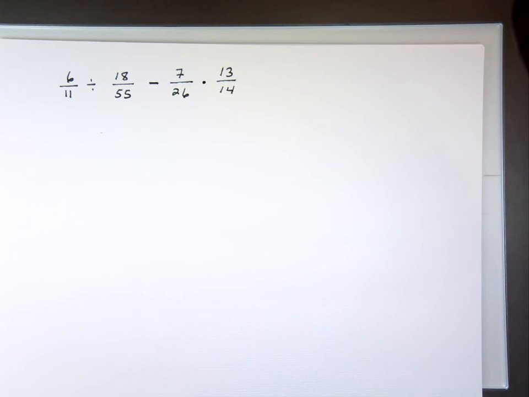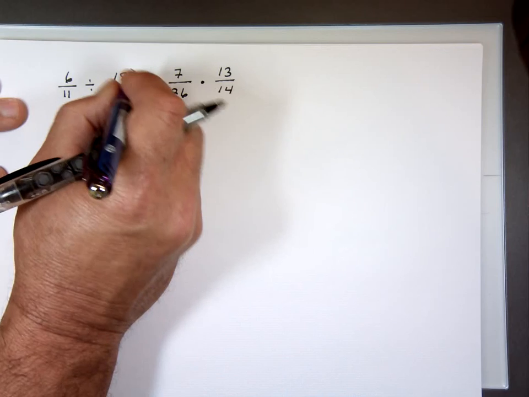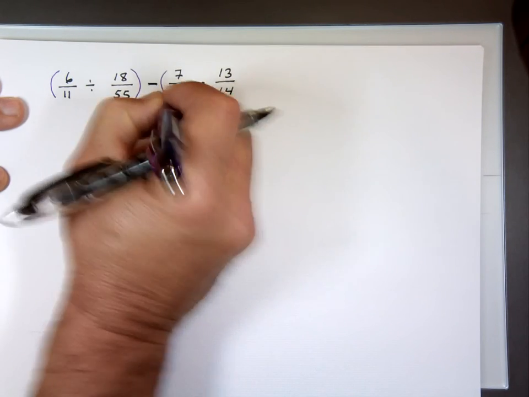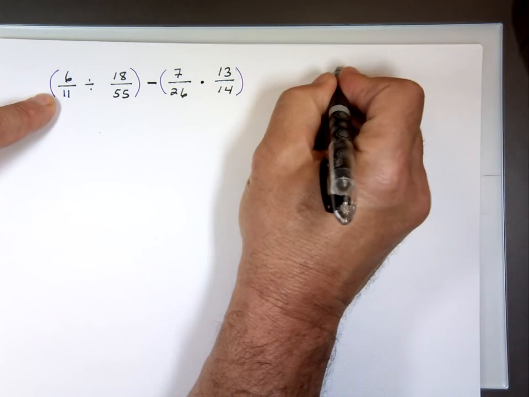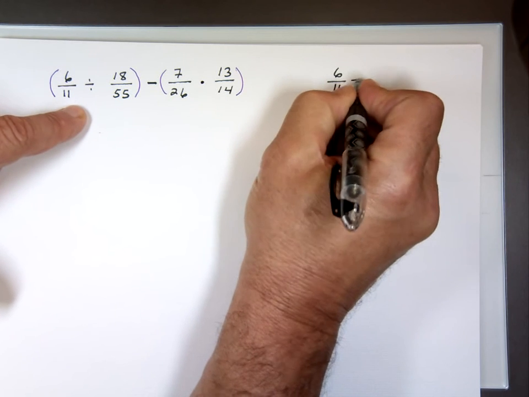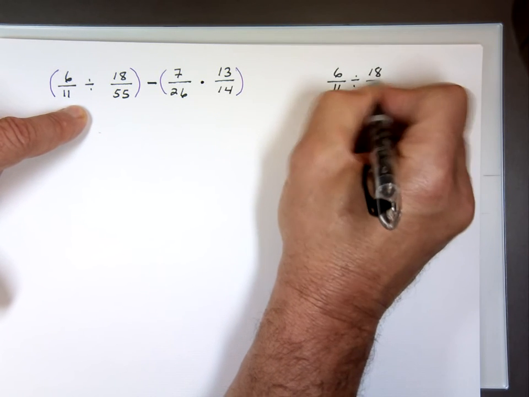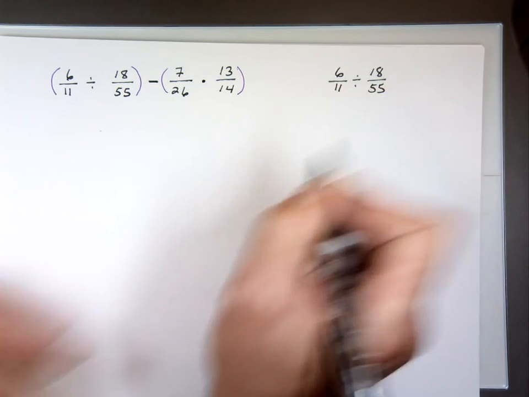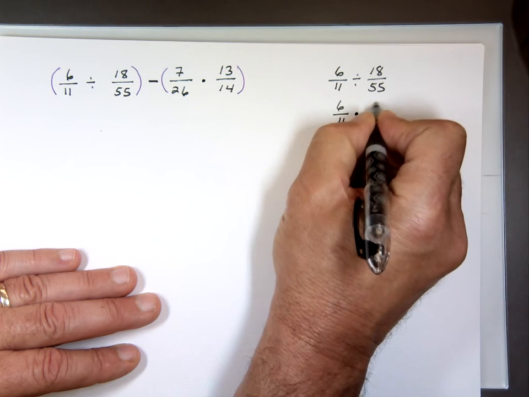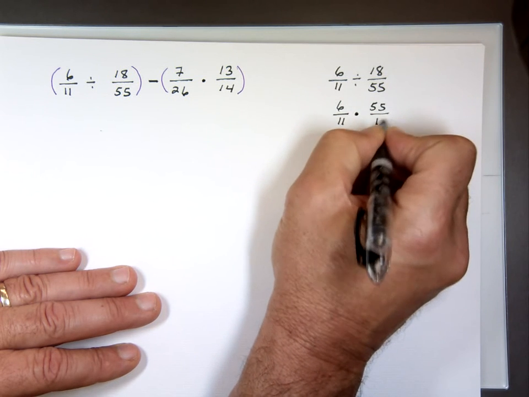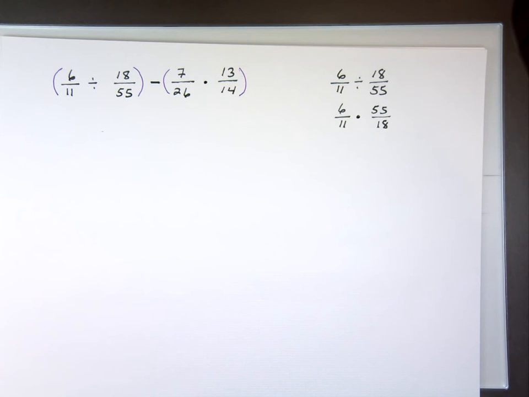Parentheses first. Do we have parentheses? No. Exponent second. Do we have exponents? Do we have multiplication or division? Left to right. The first one I see is what? The division. I got to do that first, then I got to do that second. Let me do this one, go to the side here and do that. That's a division. So keep, change, and flip. 6 over 11 times 55 over what? 18.